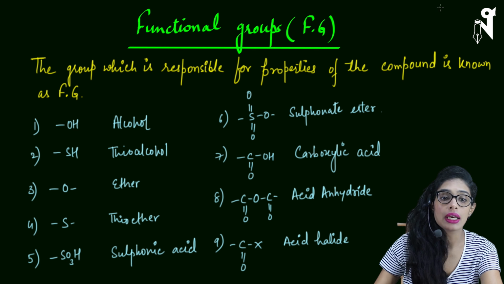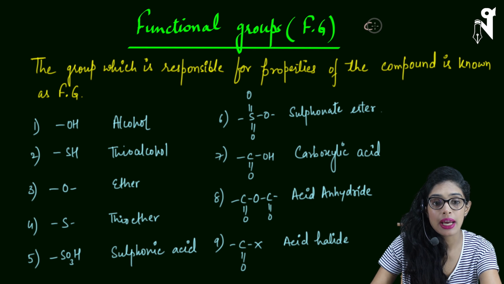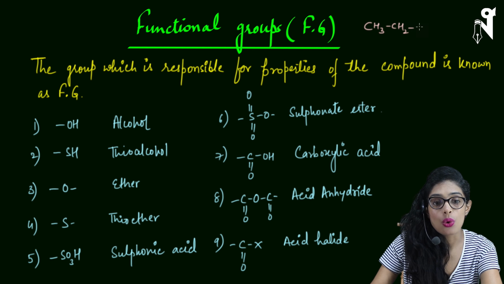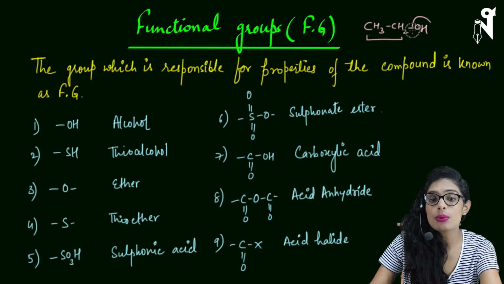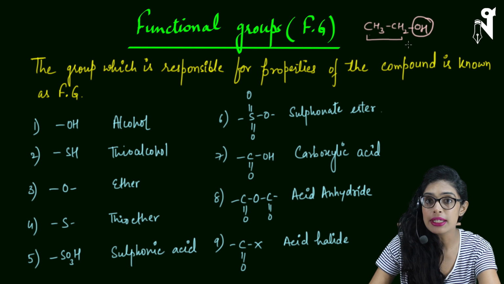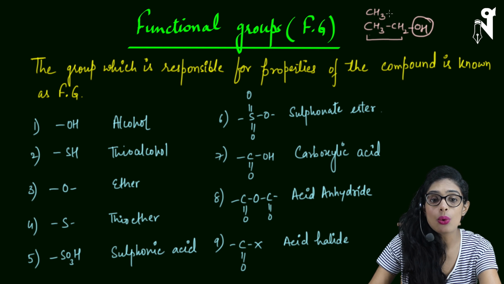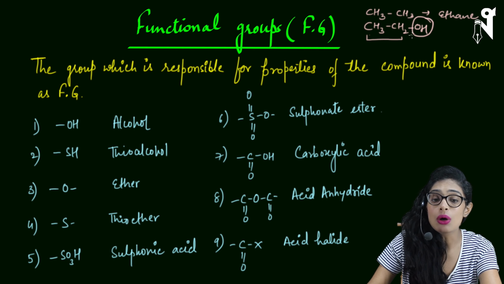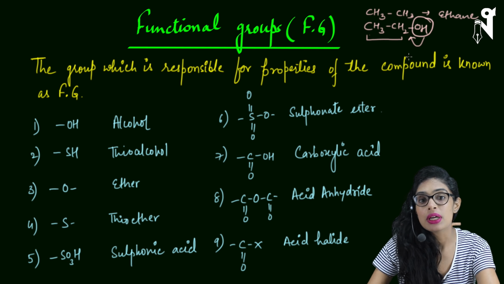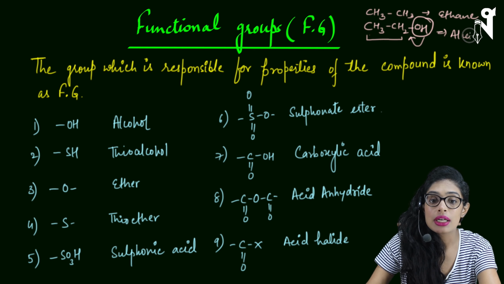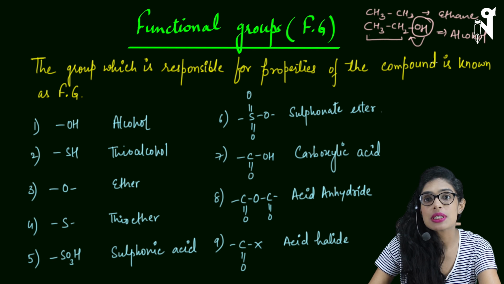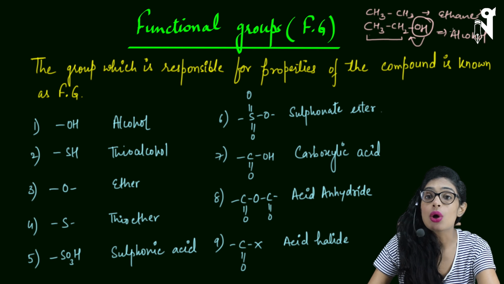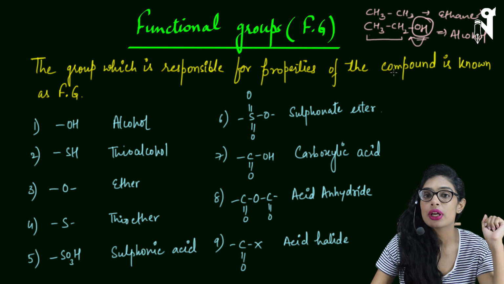For example, let's say I have CH3CH2OH. This compound has a new entity over here, that is OH. If I wouldn't have this OH, if it would be CH3CH3, it would have been simple ethane. But by the introduction of this OH, this compound has completely changed. It is an alcohol and will possess some specific properties which ethane cannot.